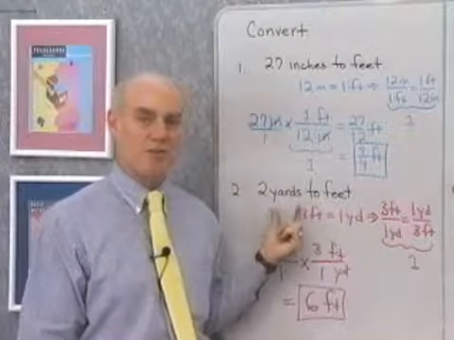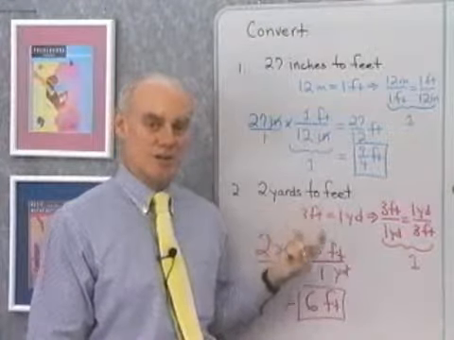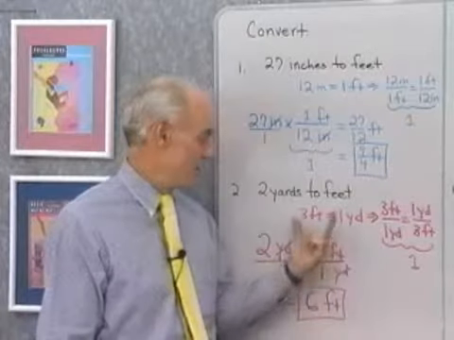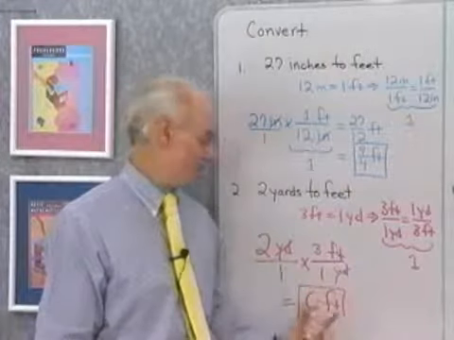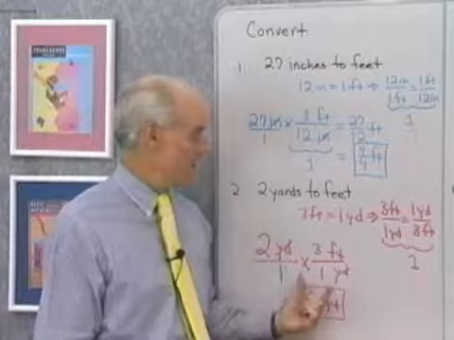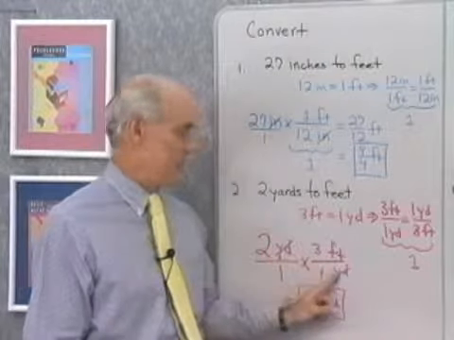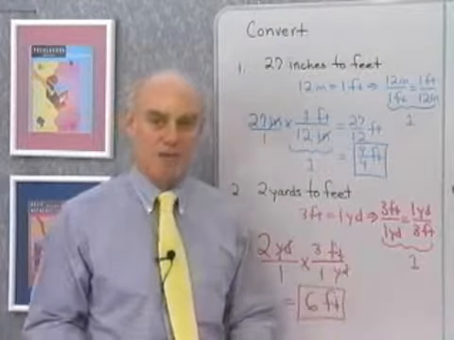Because if there's 3 feet in 1 yard, then in 2 yards there must be twice that amount, or 6 feet. So you can see this method that we're using right here agrees with our common sense. Again, it's called unit analysis because I analyze the units to decide on what conversion factor to use.